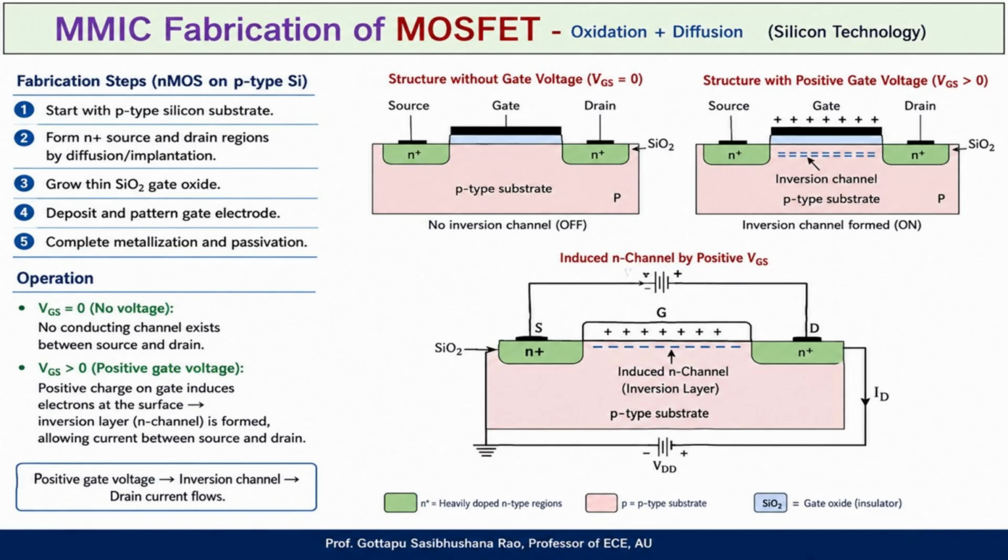As shown in the upper left figure, when no gate voltage is applied, no inversion channel exists between source and drain, so the device is off. When a positive gate voltage is applied, the electric field through the silicon dioxide attracts electrons to the surface and forms an N-type inversion channel, as shown in the upper right and lower figures. This induced channel connects the source and drain, allowing the drain current to flow.